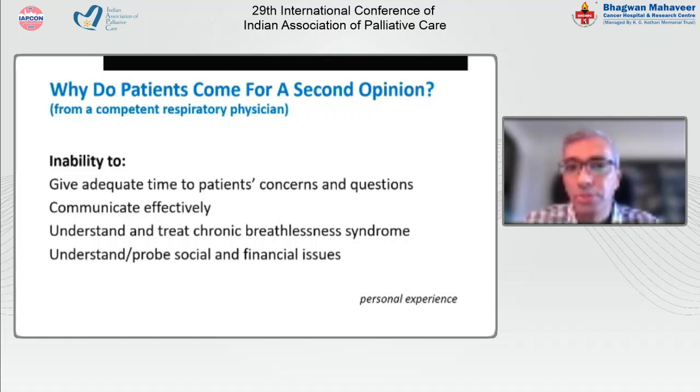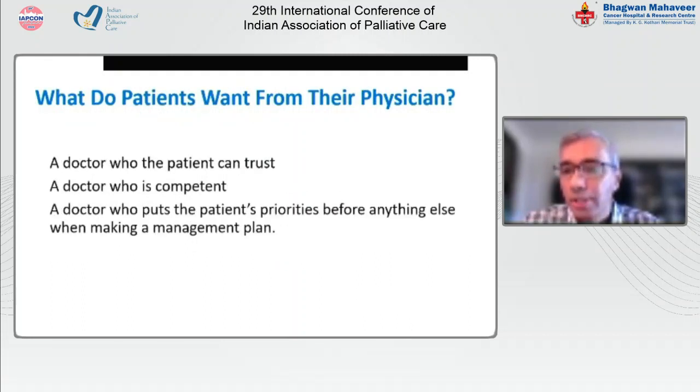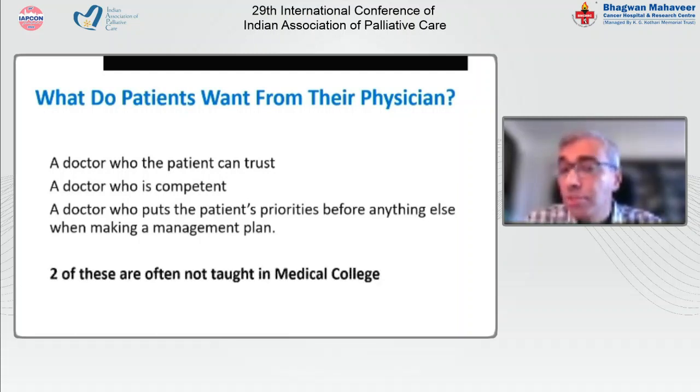And when you dwell on this, you realize that when patients have these issues, why do they come to a doctor in the first place? And there was a study from Yale that looked at why patients wanted to meet, or what they wanted from their physician. And they rated these as a doctor whom they could trust, a doctor who's competent, and a doctor who puts the patient's priorities before anything else when making a management plan. Sadly, two of these are often not taught in medical school. We are taught competency, for sure, but the other 2 points sort of get left behind unless you see them being drilled and ingrained into you more than often.